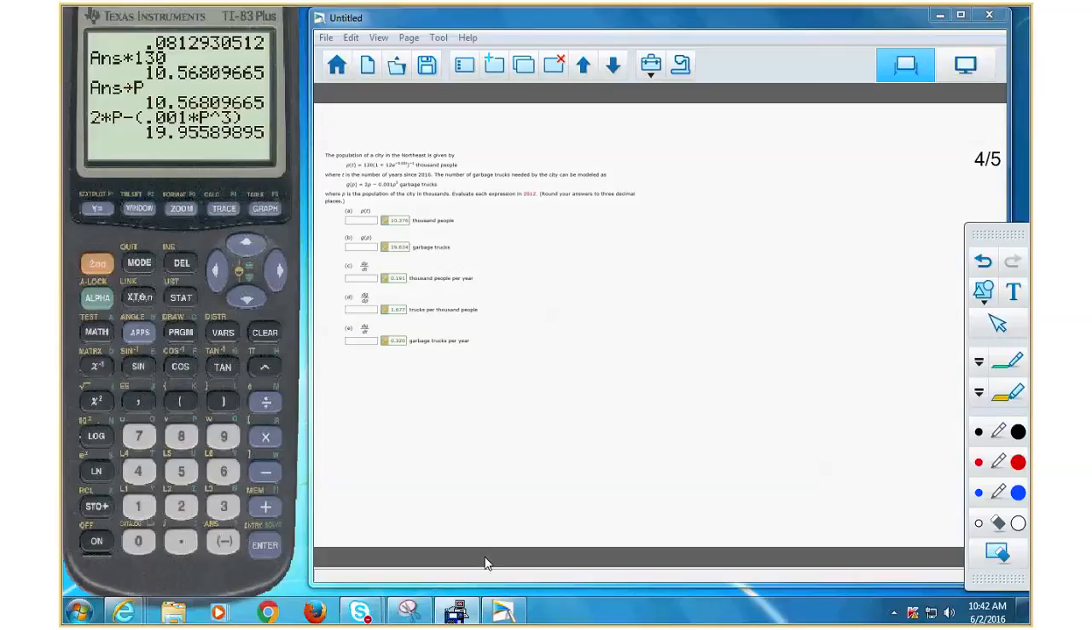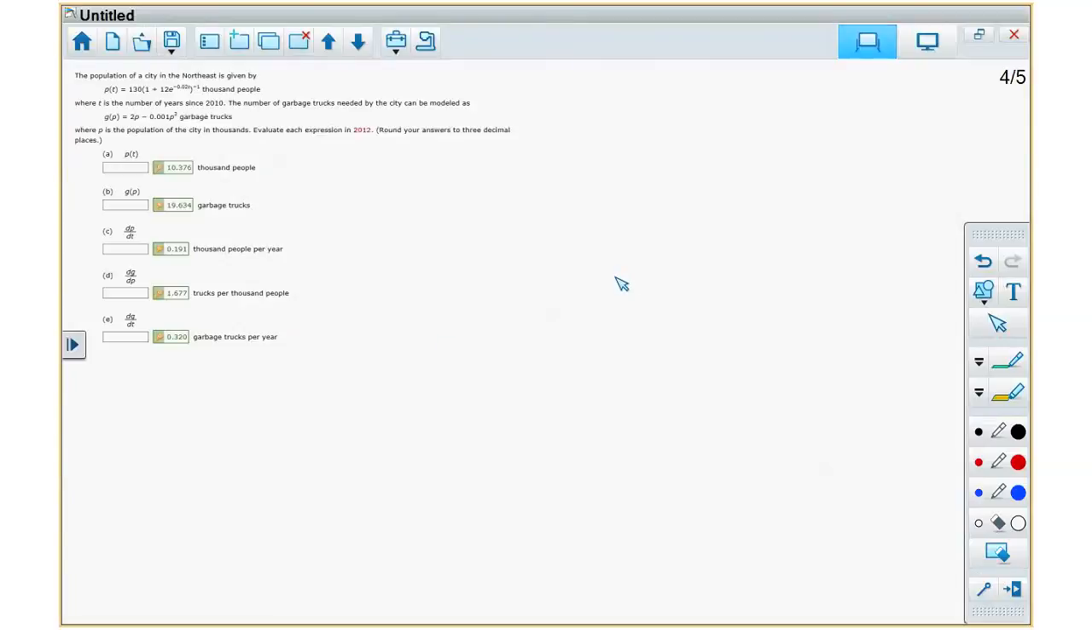Now, C asks you, and this is where you get into the calculus. C asks you, I don't need a calculator for this. B is equal to 2 times 10.568 minus 0.001 times 10.568 to the third power, and that gives you 19.95. Is that what it gives us? All right, C.